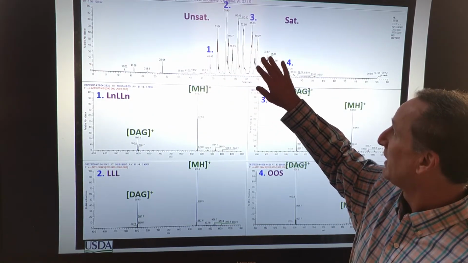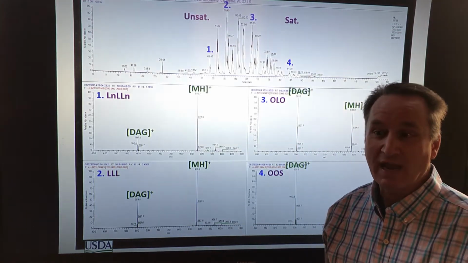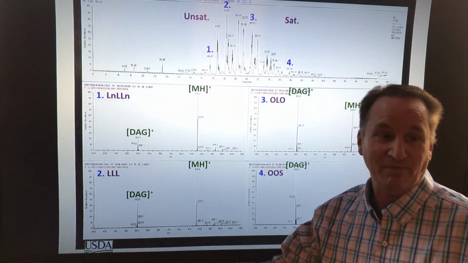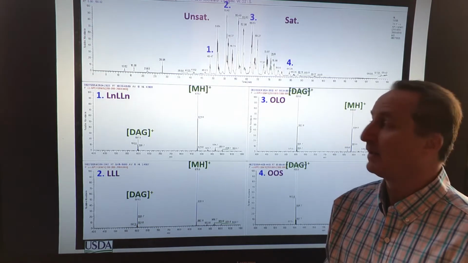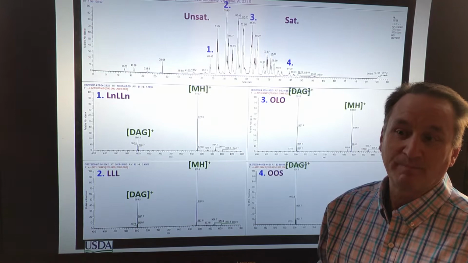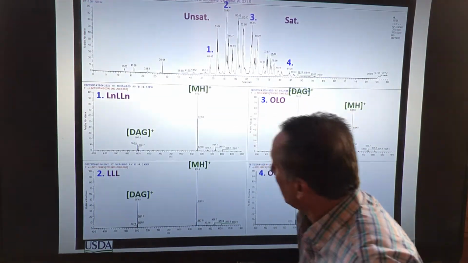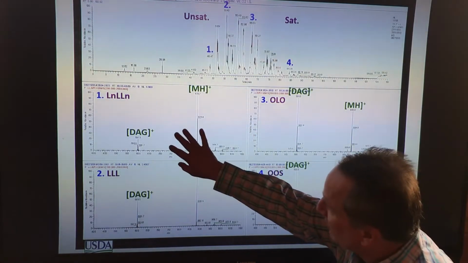And then as you go on later and later, it's the saturated fats. So we pull them apart and see how much of the good fatty acids and the bad fatty acids there are, all of this toward developing better nutritional fats. And so this is what a mass spectrum looks like.